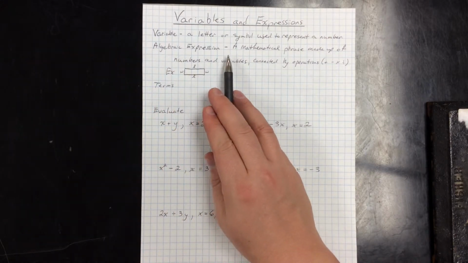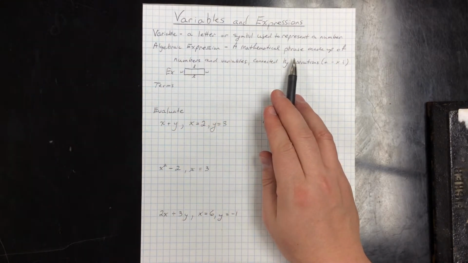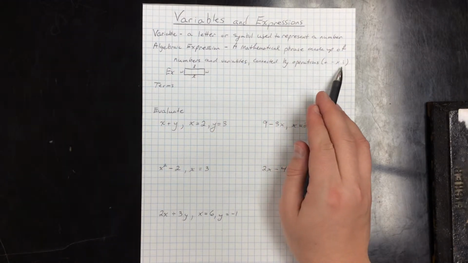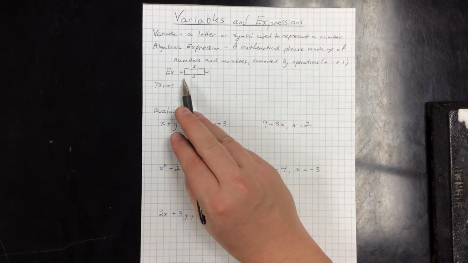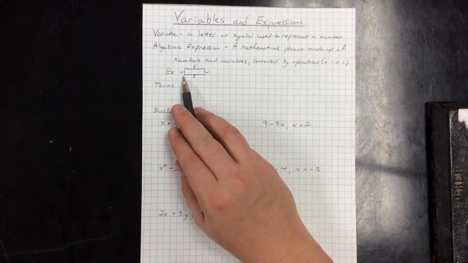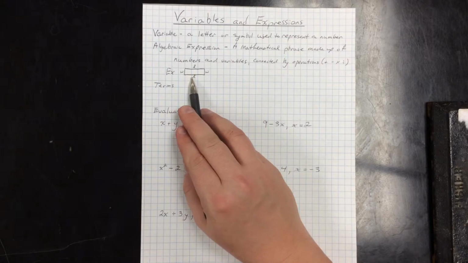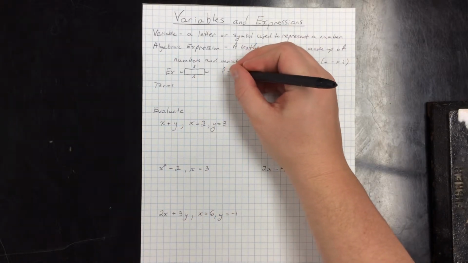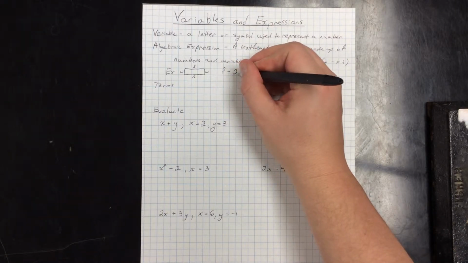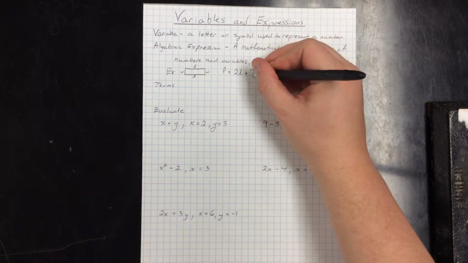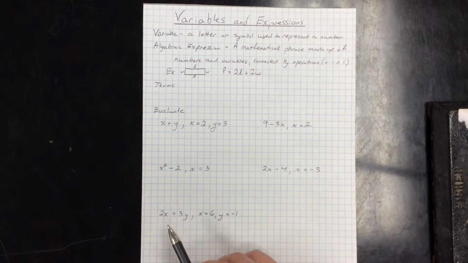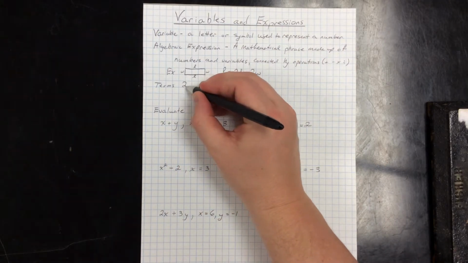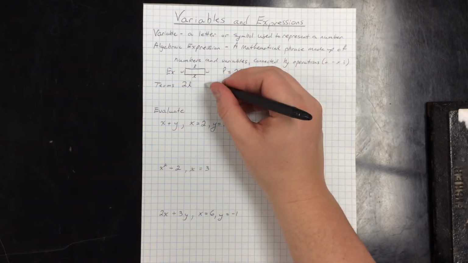An algebraic expression is a mathematical phrase made up of numbers and variables connected by operations like add, subtract, multiply, and divide. An example we're probably familiar with would be perimeter. If I want to find the perimeter of this rectangle, I notice that there's a width, a length, and a length. Or I could say that the perimeter is equal to 2 times the length plus 2 times the width. In this case, our terms are the 2L and the 2W.